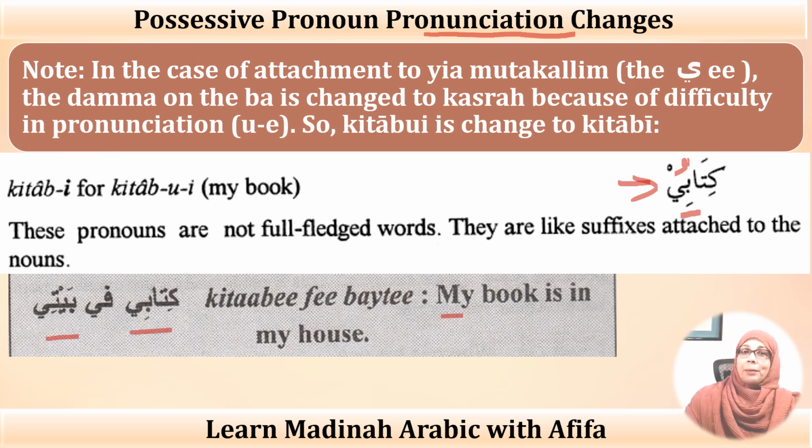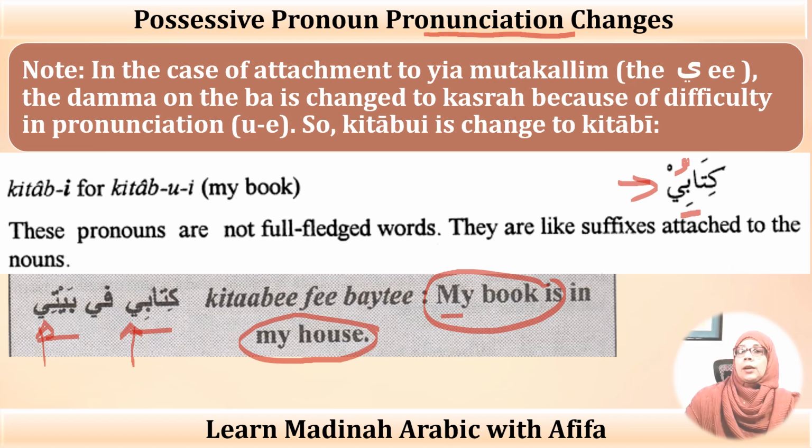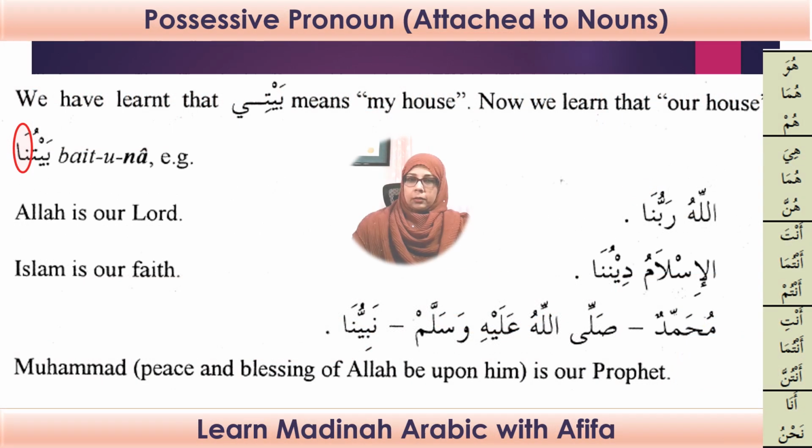In this sentence, let's look at the sentence here. Kitabi fi baiti. My book is in my house. This is a nice sentence that shows you the use of the ya mutakallim when it is attached to nouns. So now we have learned baiti means my house. Now, how do we say our house in Arabic? We will see how the detached pronoun nahnu changes when it's attached to a noun. So we say baytuna, which means our house.